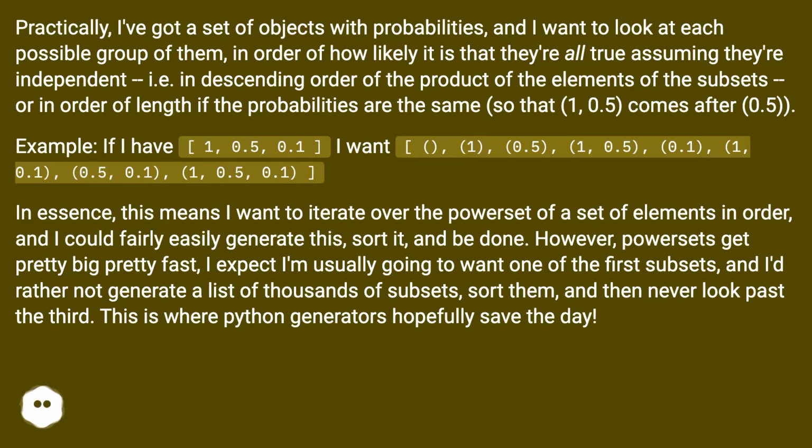and I could fairly easily generate this, sort it, and be done. However, power sets get pretty big pretty fast. I expect I'm usually going to want one of the first subsets, and I'd rather not generate a list of thousands of subsets, sort them, and then never look past the third. This is where Python generators hopefully save the day.